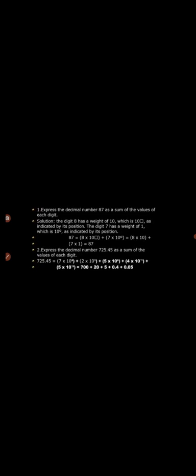The first example is to express the decimal number 87 as the sum of the values of each digit. The digit 8 has a weight of 10, as indicated by its position. 7 is in the ones place and 8 is in the tens place. So the weight of 8 is 10 and the weight of 7 is 1, which is 10 power 0, and 10 power 0 is nothing but 1.